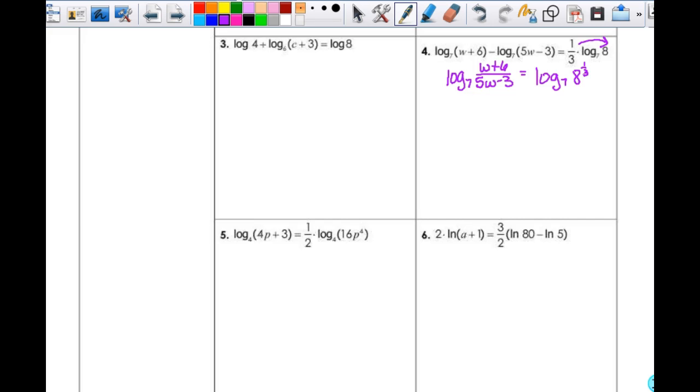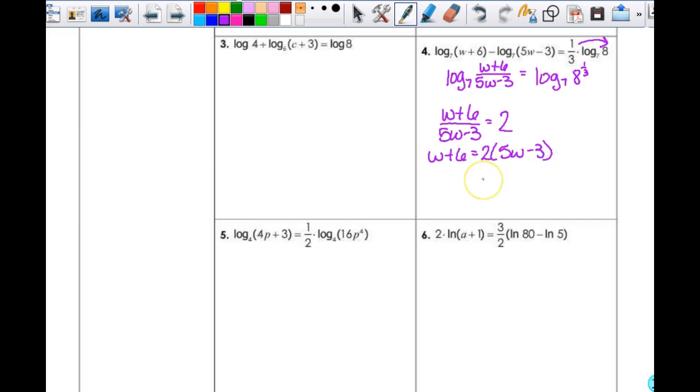Now I can take the stuff out of the logs, and I will have w plus 6 over 5w minus 3 equals, what is 8 to the 1/3 power? 2, because it's the cube root of 8. Okay? Does that make sense? So now I've got to solve for w. What do I do? Multiply by 5w minus 3. So this will give me w plus 6 equals 2 times 5w minus 3.